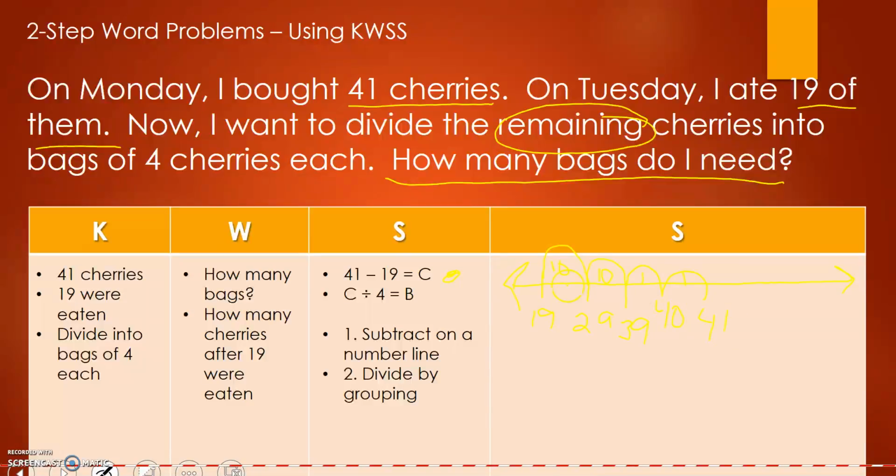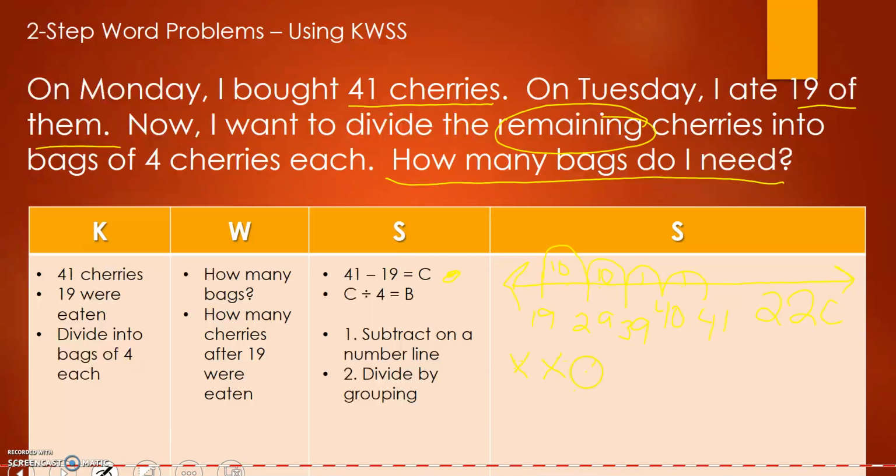So let's count. 10, 20, 21, 22. So I have 22 cherries left. 22C. So now I'm going to take those 22 cherries and put them in bags of 4 cherries each. So I'm going to go ahead and draw out my 22 cherries. So here are my 22 cherries.